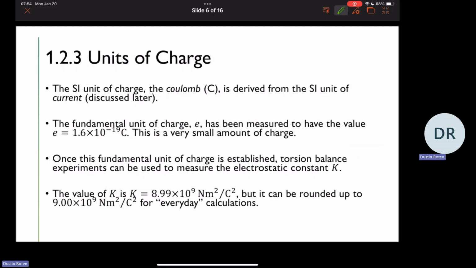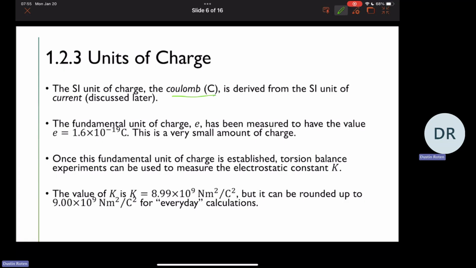So we also have this force, and we need to come up with a way to describe it in terms of units, right? So the SI unit of charge is the Coulomb. When we talk about things that are charged, we're talking about it in terms of Coulombs. This is derived from current, which we'll talk about later, so that's no big deal. Now we have this charge that's acting on the particle, which eventually is going to give rise to a force.